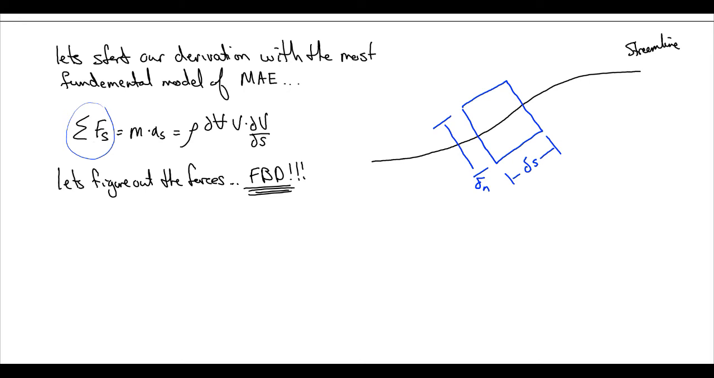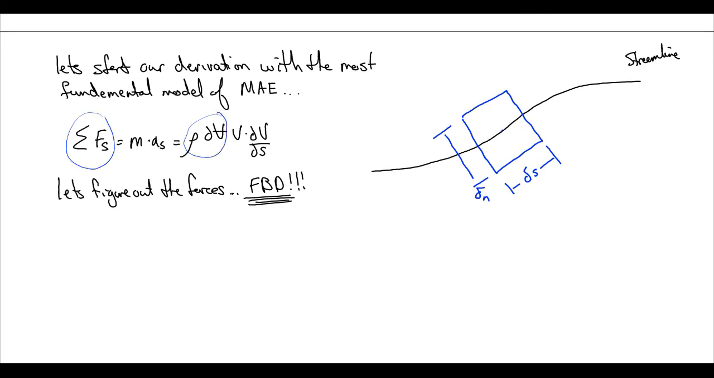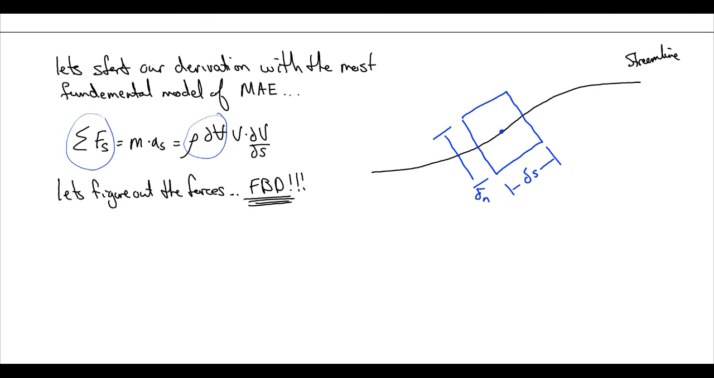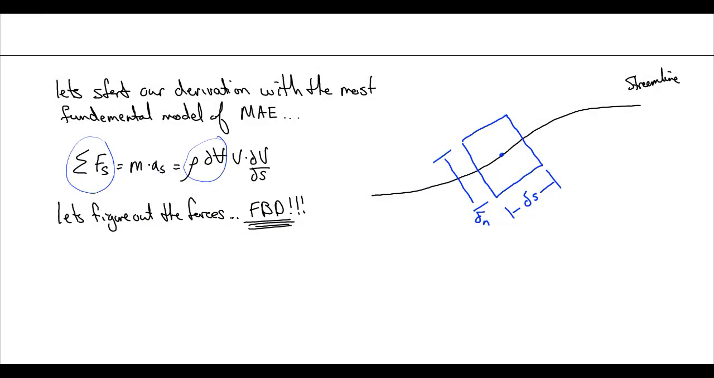So that's going to be equal to rho dV. That gets us our mass in our streamwise direction times our acceleration. And what are we going to do? We're going to draw another differential control volume on our streamline. So this is our streamline here. We've labeled it. And this is going to have a shape of ds in the streamwise direction and dn in the normal direction.